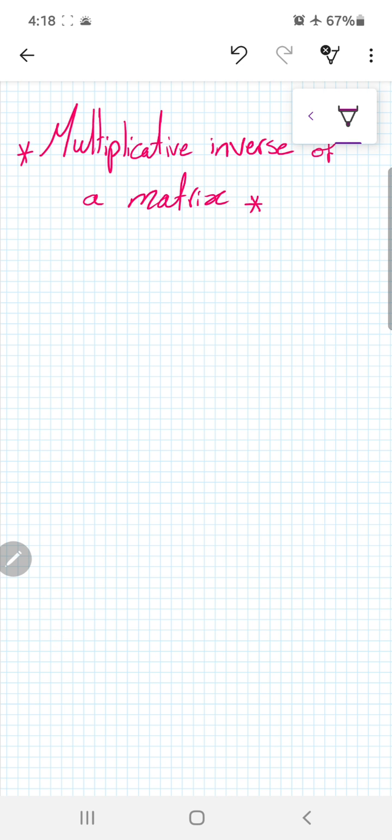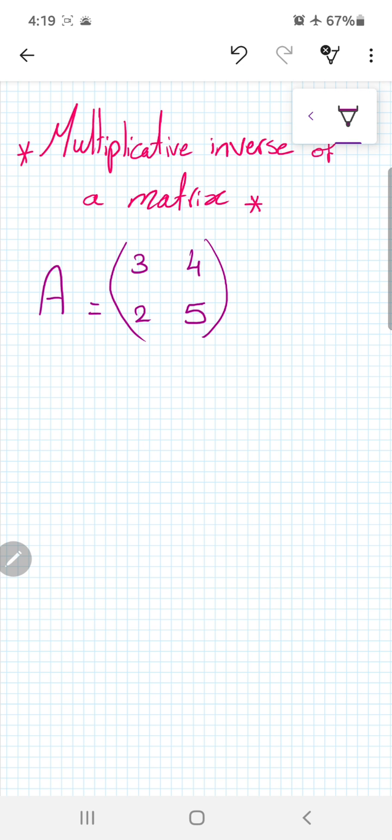Okay, if we have a matrix A = [3 4; 2 5] and we want to get the additive inverse, what is the meaning of additive inverse? The opposite sign. So it will be -3, -4, -2, -5. Okay. Today, inshallah, our lesson is the multiplicative inverse.